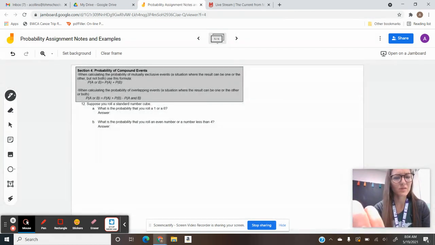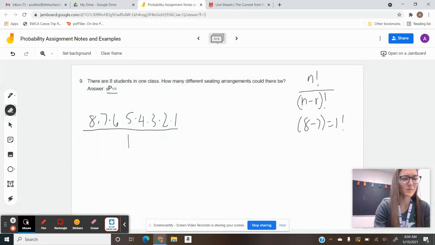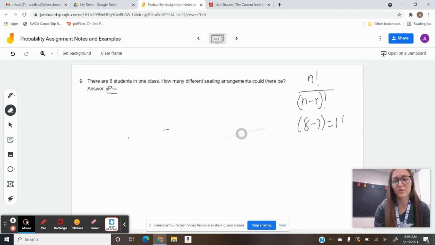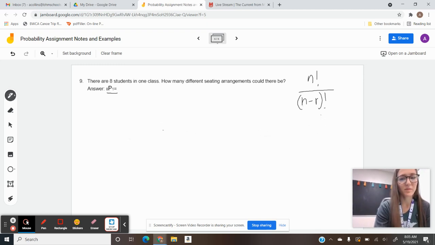All right, we're going to do one more together, just because permutations can be kind of scary. I wrote the formula up over here for permutations. We have n factorial over n minus r factorial. We have 8 students in one class, and the teacher needs to make one seating arrangement. How many different possible seating arrangements could there be? So we're going to use this notation to figure out our answer.